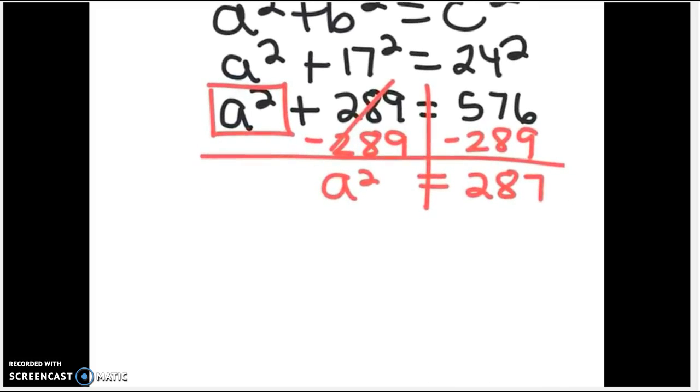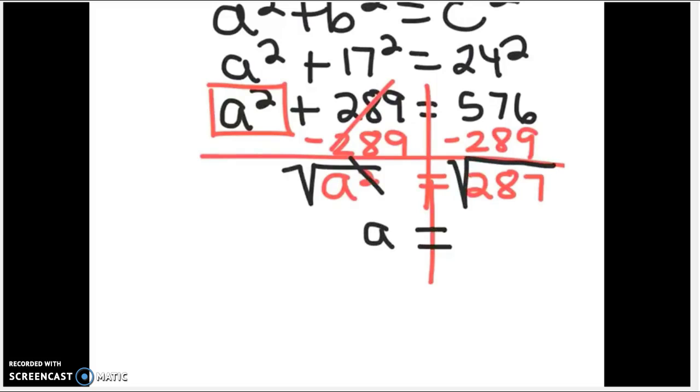Then to get the A by itself, remember thinking, what number squared is 287? This one's a little harder to think about. So what I would do is use our second way of getting A by itself. So we're going to undo that square by square rooting the left side to cancel out, because you're undoing that, and then square rooting 287.